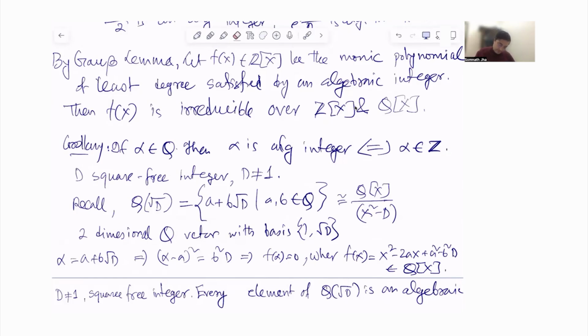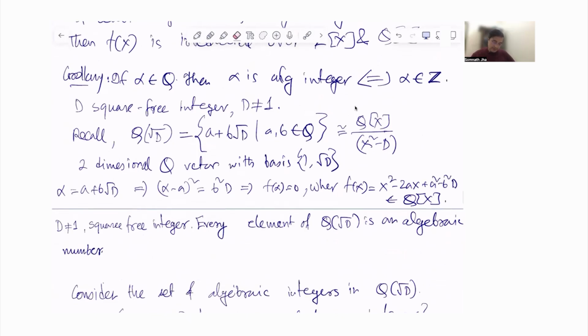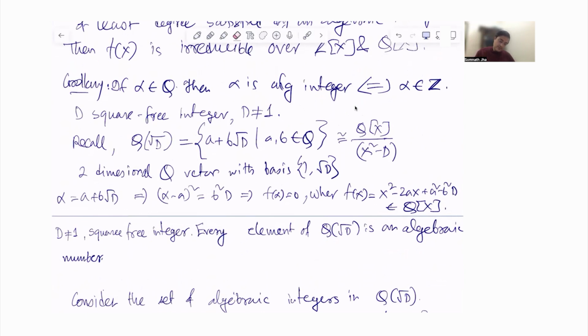Two-dimensional Q vector space with basis 1, root d, where a and b are in Q, and so, as I just showed, every element of Q root d is an algebraic number. Now consider the set of algebraic integers inside Q root d. For example, we just said the algebraic integers inside Q are precisely Z, right? So now we are asking what are the algebraic integers inside Q root d.